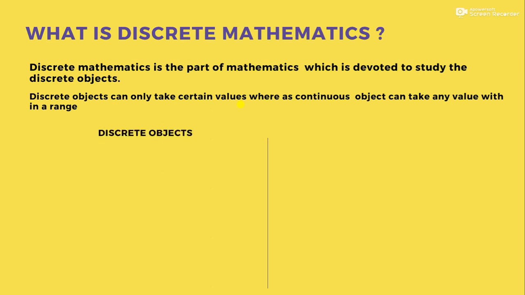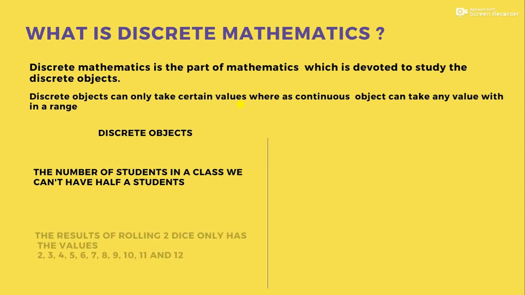An example of a discrete object is the number of students in a class. In a class we may have two students, three, four, 10, 30, 40, or up to 100 students, but we don't have half a student. For example, we don't have 3.2 students. Either we have 3 students or 4 students. We don't have 3.5. So discrete objects are those objects which can take certain values.